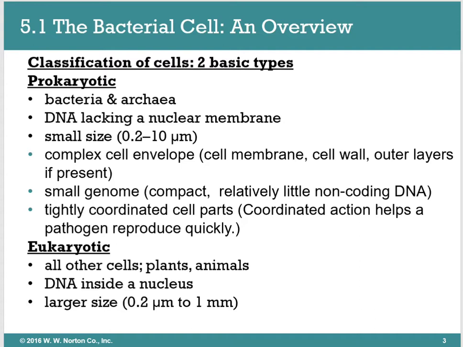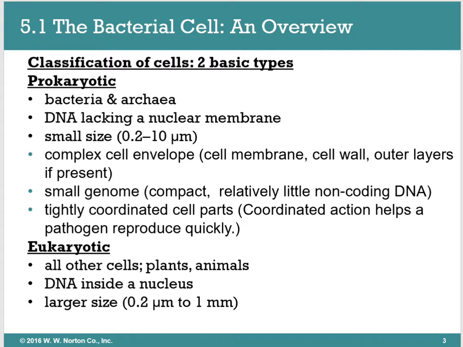They lack a DNA nuclear membrane, so their DNA is not in one specific area, it's throughout the entire cell. They're also relatively small, especially compared to eukaryotic cells. They also have a very complex cellular envelope. So it's made up of multiple things, such as a cell membrane, a cell wall, and sometimes additional layers. And we'll go more into detail about what those outer layers are. And then also, they have a very small genome. It's very compact and it's very simple compared to eukaryotic genomes.